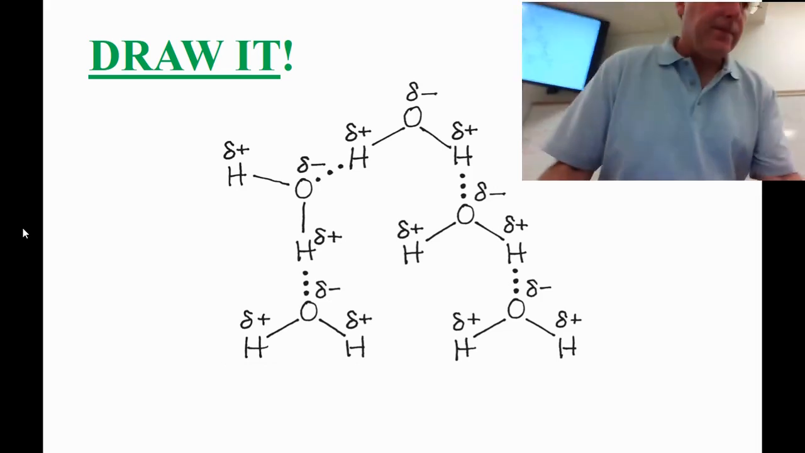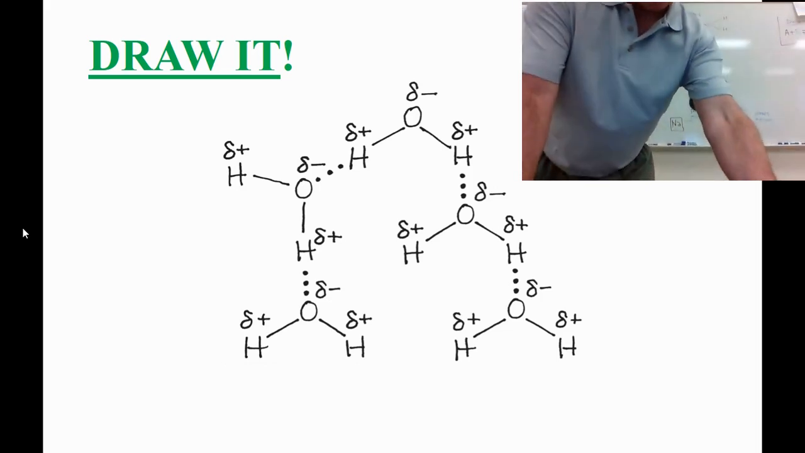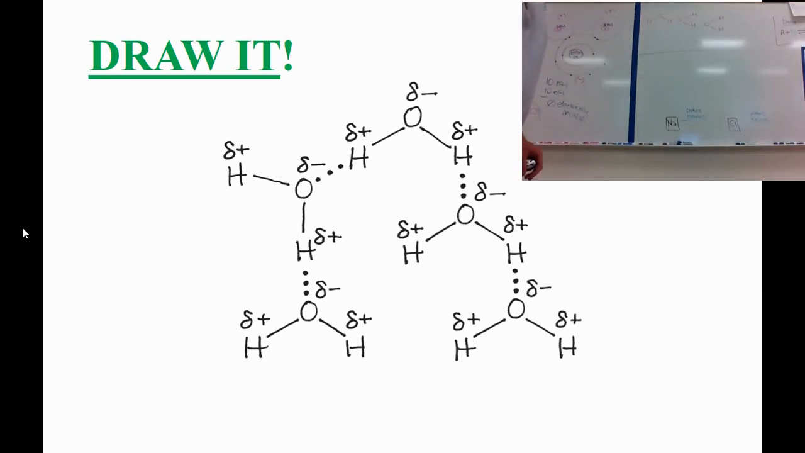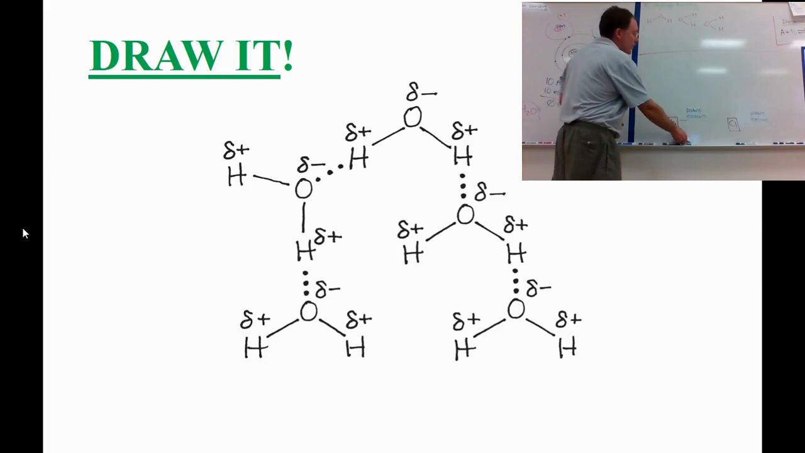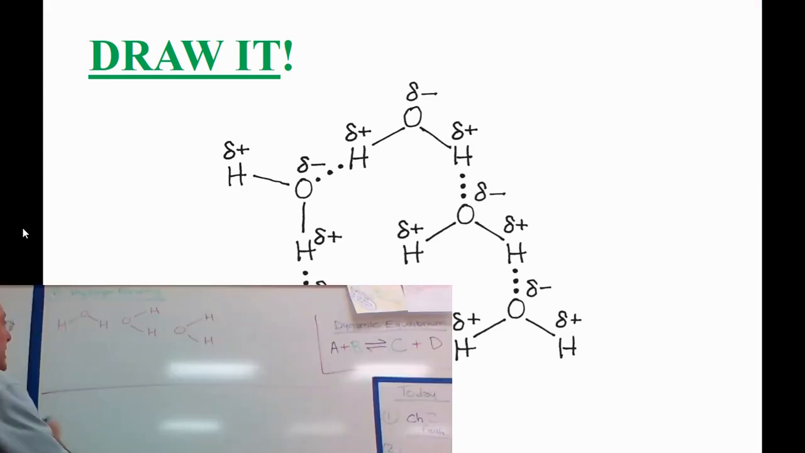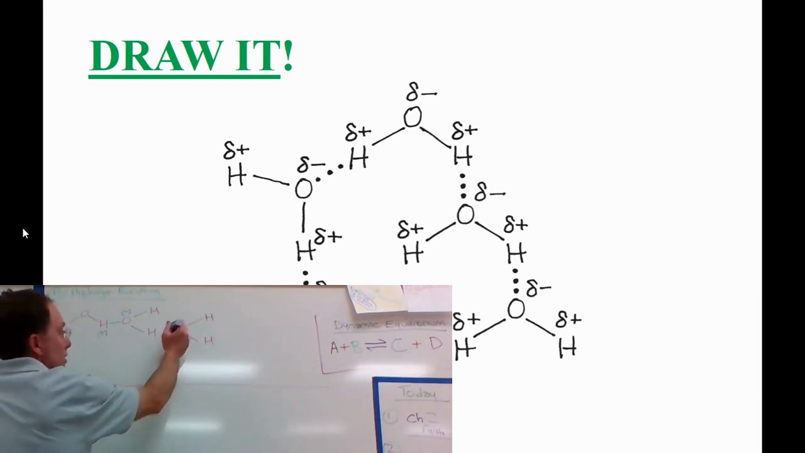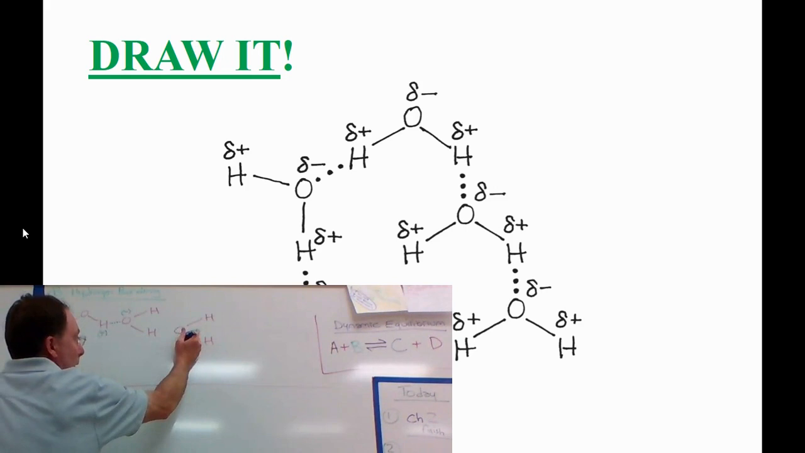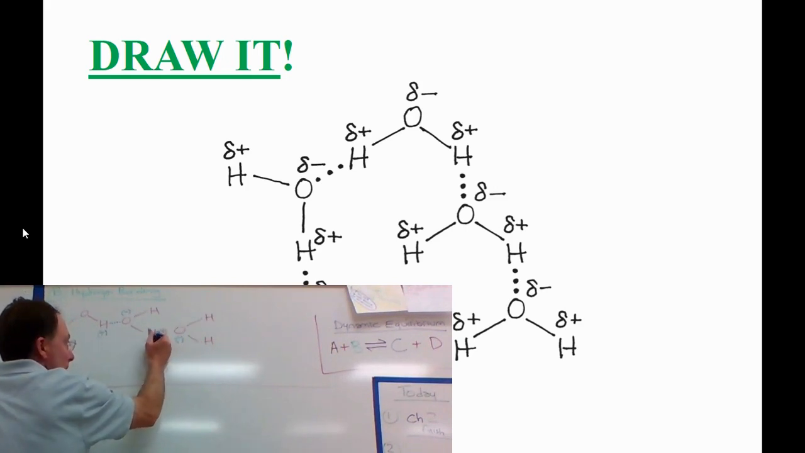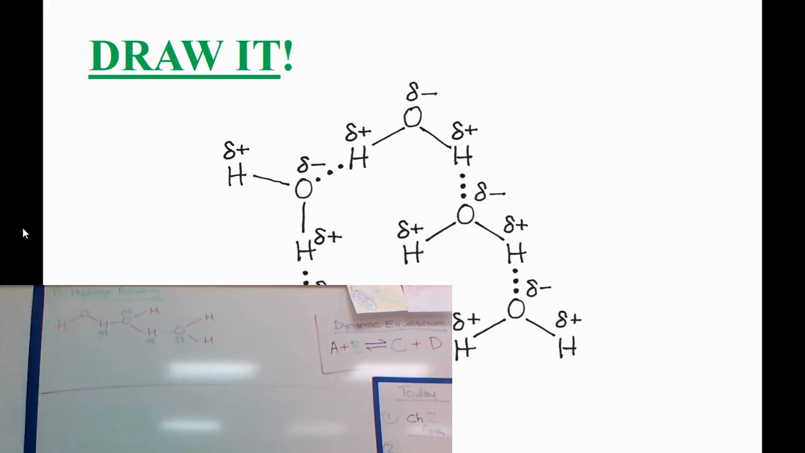Let me do this. Just moving this so that you can see this other board. Essentially what I've drawn here is similar to what you're drawing right now. So I'm going to put a partial plus there and a partial negative there, and then I'm just going to put a dotted line between those two. This eventually, we're going to name this type of bonding. It's called hydrogen bonding. I'm going to write a partial negative there and a partial positive there, and I'm going to put a dotted line between that, similar to what you're drawing.